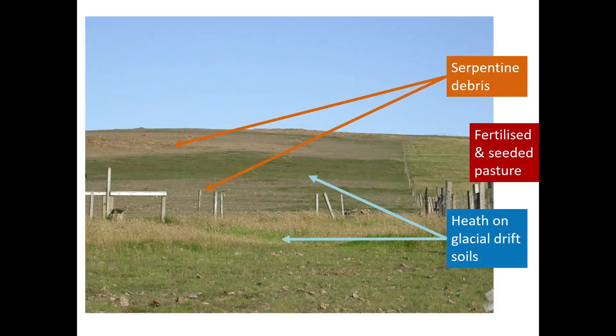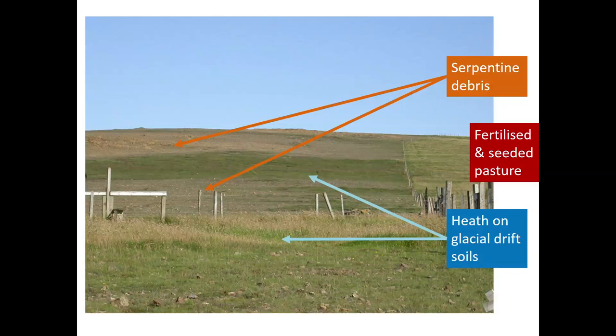So we're looking east on this photo. And what you can see, hopefully quite clearly, is that the serpentine debris is interspersed in this view by thicker soils where there's a heath vegetation, and that's glacial drift soils. But the serpentine debris is a very skeletal soil with very little on it. And the other thing I wanted to highlight here is on the other side of the boundary, the improved pasture. That was created by fertilising and seeding a bit of ground that was obviously a continuation of what we can see there. So the farmer in the late 70s converted that into pasture land again for cattle.